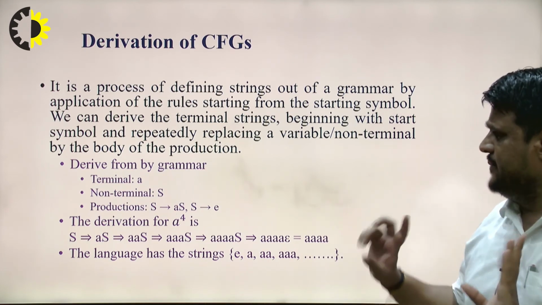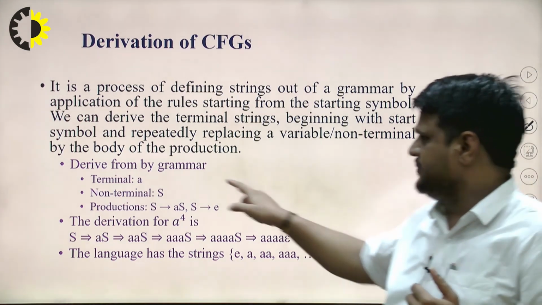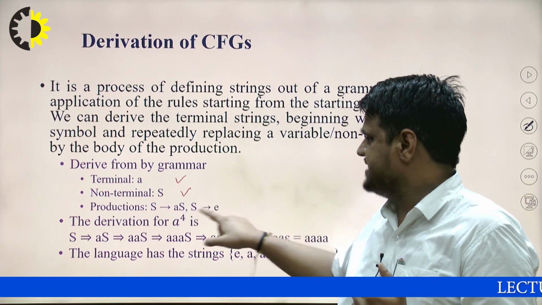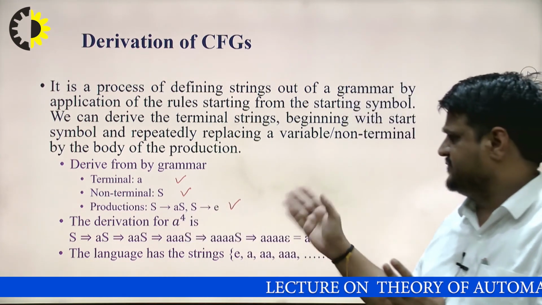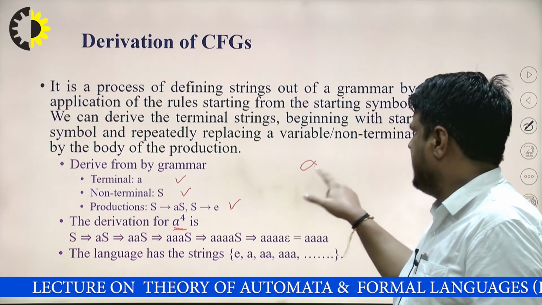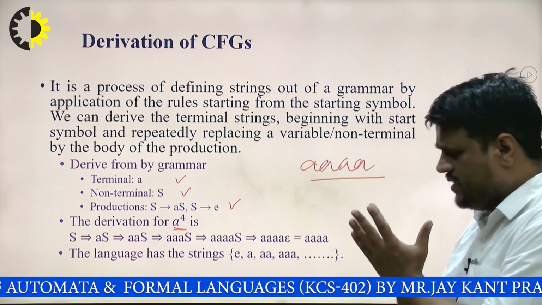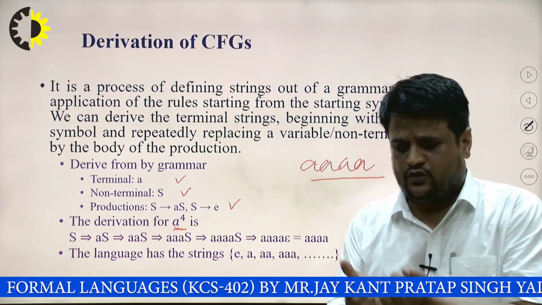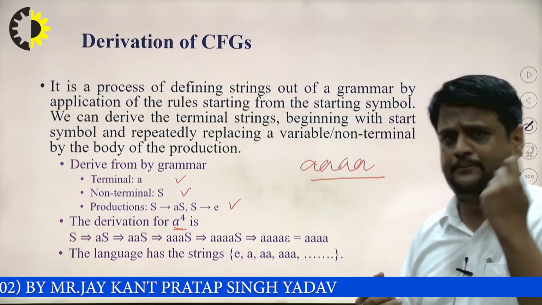Now you can see by the example, we have to derive from the grammar where the terminal is a, the non-terminal is S, and the production is this one: S tends to aS | S tends to epsilon. We have to derive the string a to the power 4. So how can we derive? We have to repeatedly use the productions. There is no restriction on how many times you have to use a particular production.